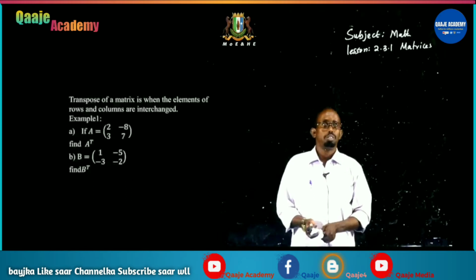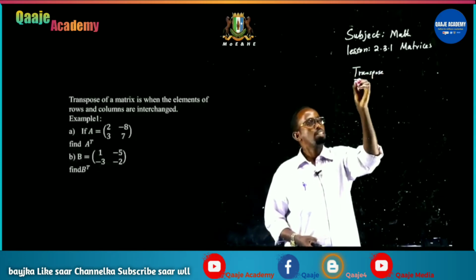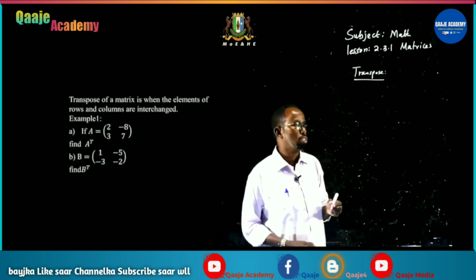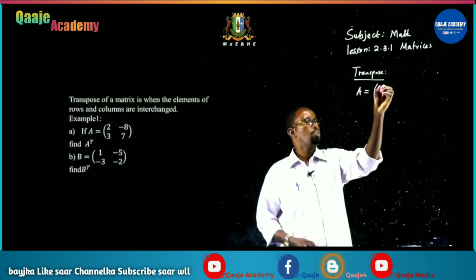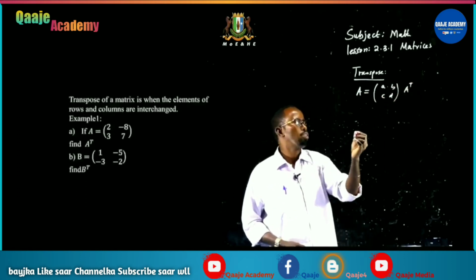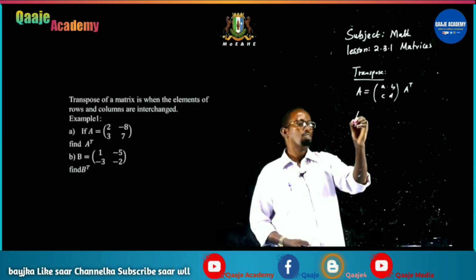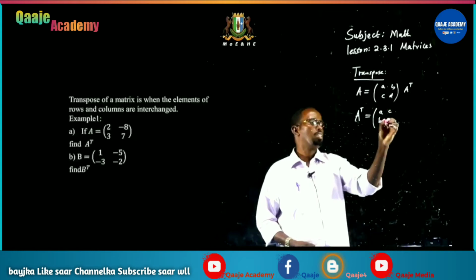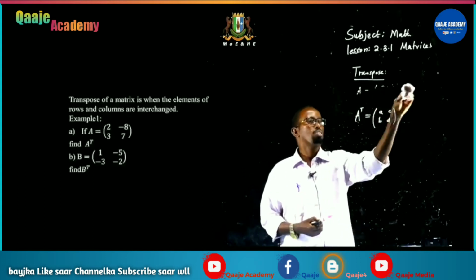Now, the next topic is the transpose of a matrix. The word transpose here means you interchange the columns and the rows. For example, if matrix A is a, b, c, d, and you're told to find A transpose, you only interchange: the first row becomes the first column, the second row becomes the second column. So A transpose, A T, is equal to a, c, b, d. Transpose means interchanging the rows and the columns.